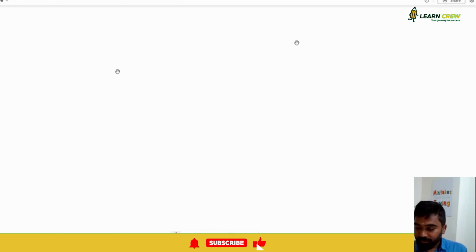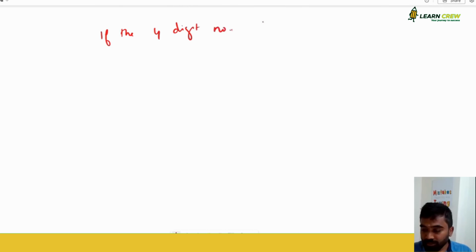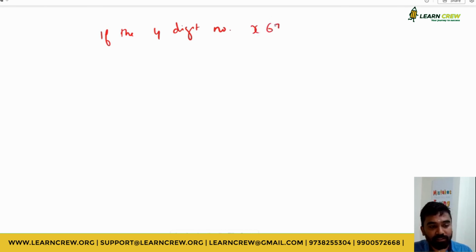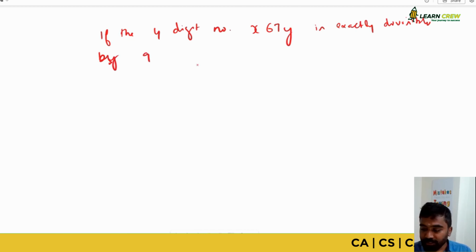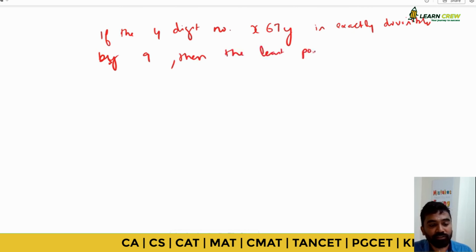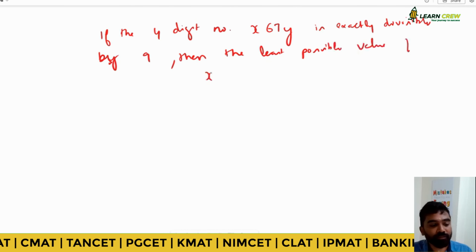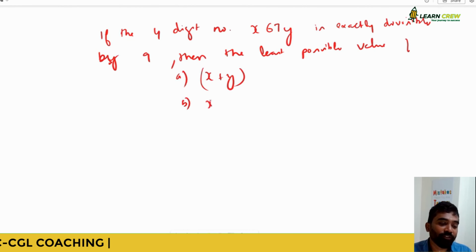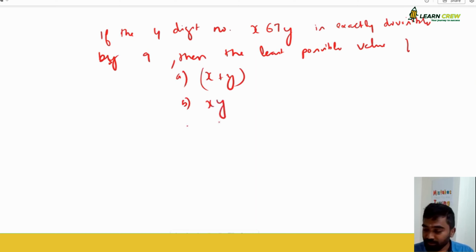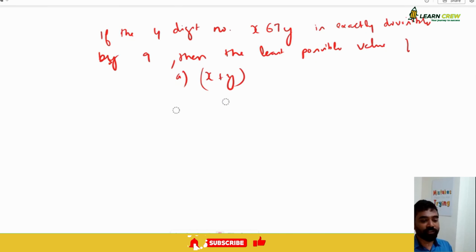Okay. If the 4-digit number x67y is exactly divisible by 9, then the least possible value of x plus y is what? After this, find what is the least possible value for xy. What is the least possible value for xy? Just find out for x plus y first.